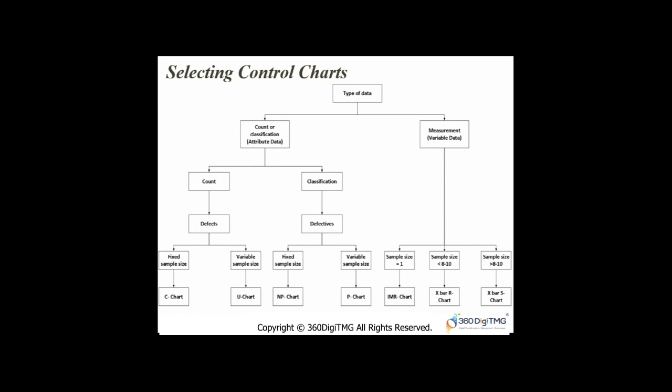Next thing is defectives. A product can contain defects and still you can end up using that. But if it is defective, you cannot use that. If I do not have a button for a shirt, I can probably still wear that. But if the shirt is torn, no, you cannot do anything. So you have fixed sample size and variable sample size. If you have a fixed sample size for defectives, you use NP chart. If you have variable sample size for defectives, you use the P chart.